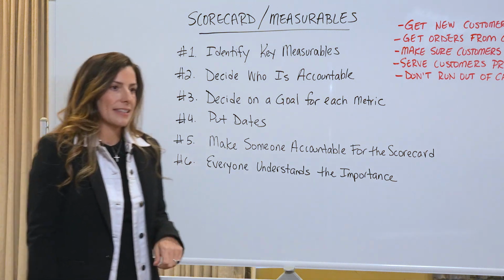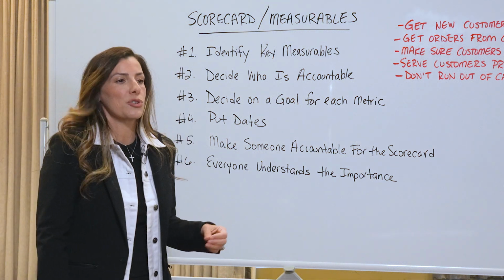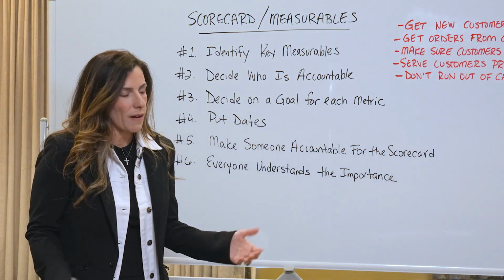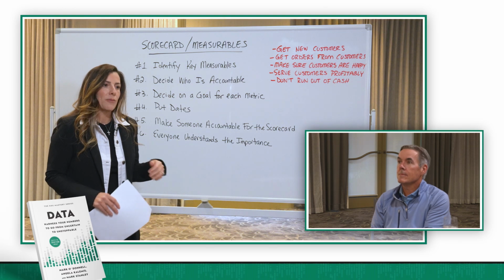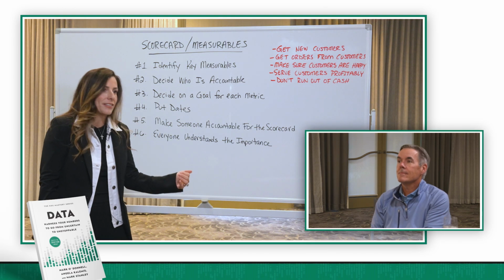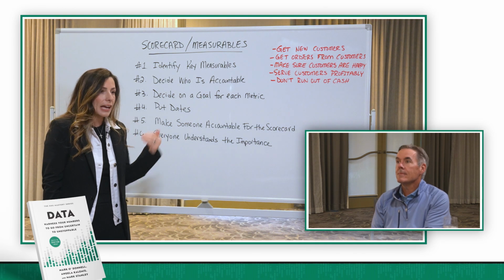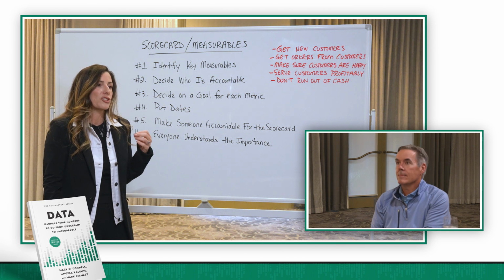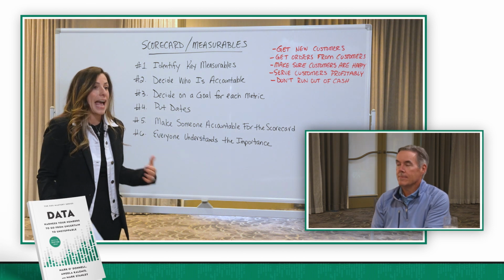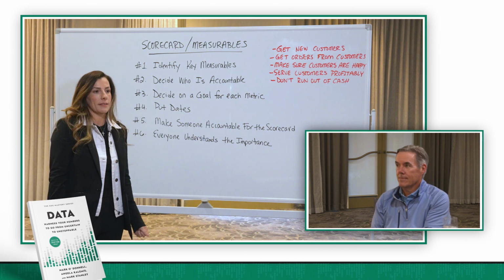Step 6 is everyone needs to understand the importance of the scorecard. It's reviewed each week, and when these numbers are off, you gotta have the discipline of IDSing it. You gotta make it an issue and discuss it, and it should drive your decision making so you take action. That's the whole importance of the scorecard.